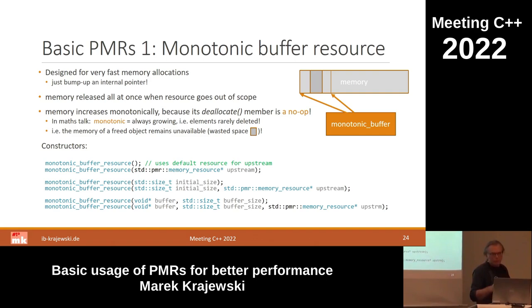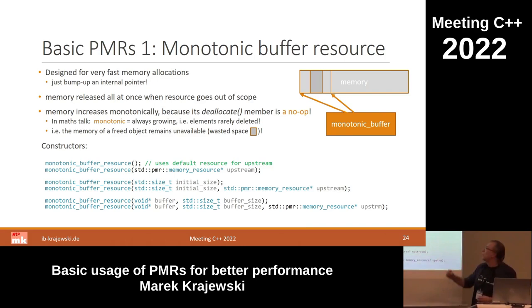But the implementation of monotonic buffer is very simple. We have just a slab of memory, a piece of memory, and monotonic buffer is designed for very fast memory allocations. It will just bump up an internal pointer, and the entire allocation is done. However, memory will be released only when this monotonic buffer, this PMR, gets out of scope in its destructor. And if we release a single object which was allocated by monotonic buffer, its deallocate operation is a no-op, it does nothing.